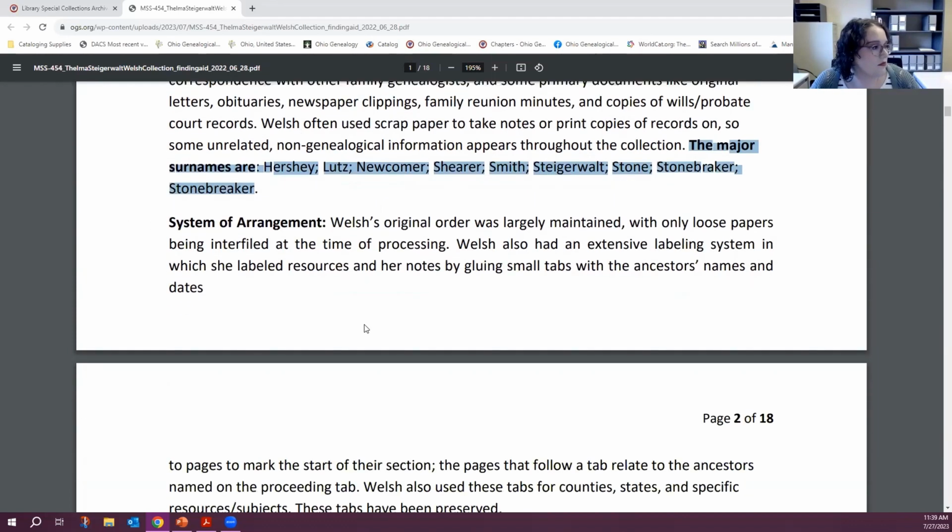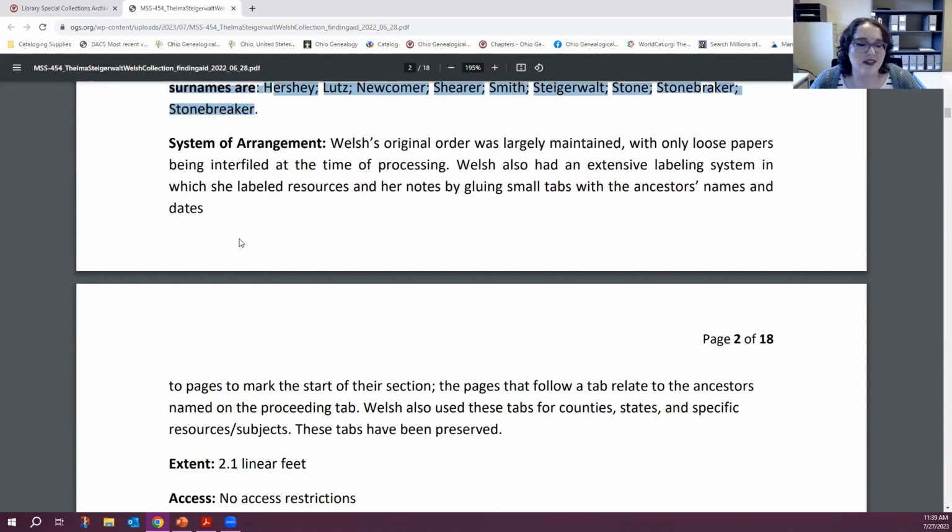So another sort of obtuse terminology is system of arrangement. System of arrangement is simply how the collection is organized, as well as any other special notes in regards to the order of the folders or the papers within. So for Thelma, her original order, how she put the lines together, her collection came out of binders, was maintained with only a few loose papers interfiled at the time. So most of this is how Thelma intended it.